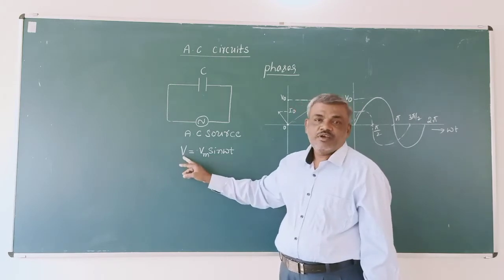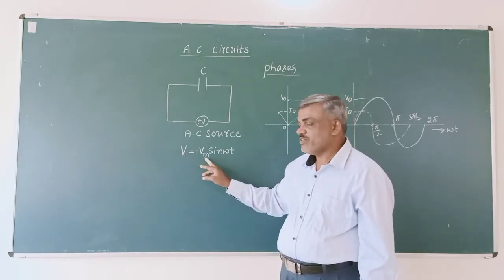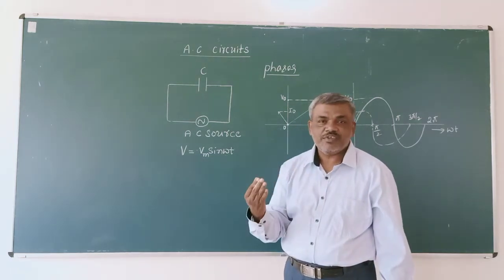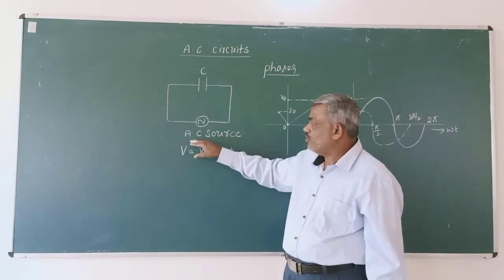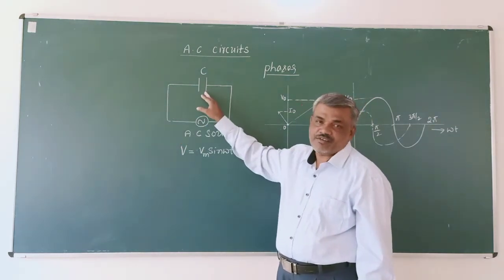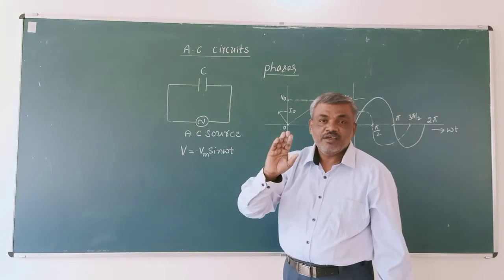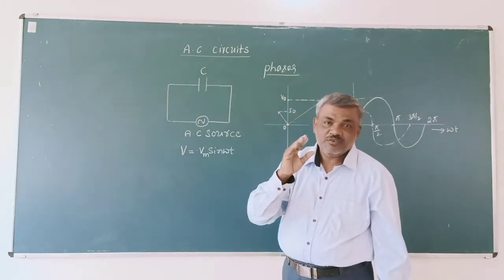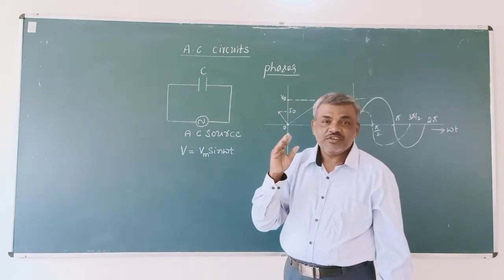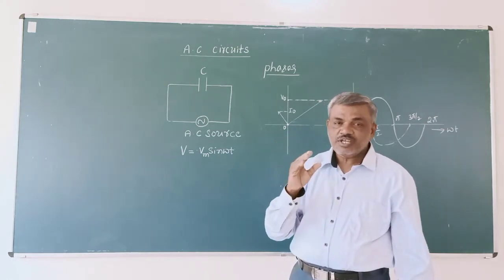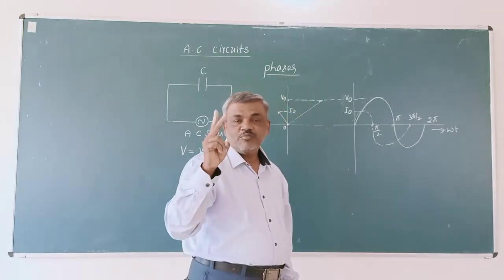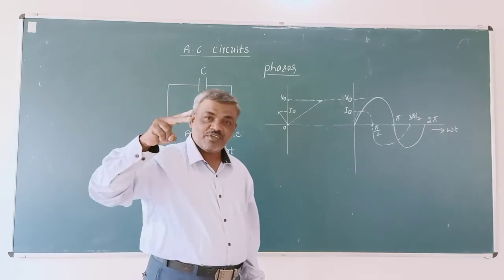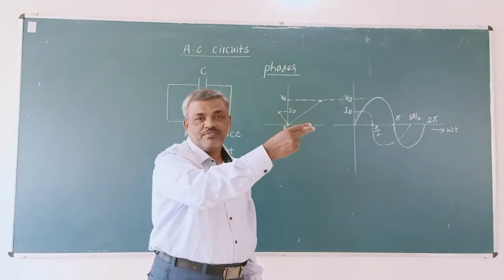V is the source voltage, Vm is the peak or maximum value, and omega is the angular frequency of the AC. Now the alternating source passes through a pure capacitor. What happens? Current and voltage vary with time according to a sine function. The two lines, how much difference is their angle? 90 degrees.